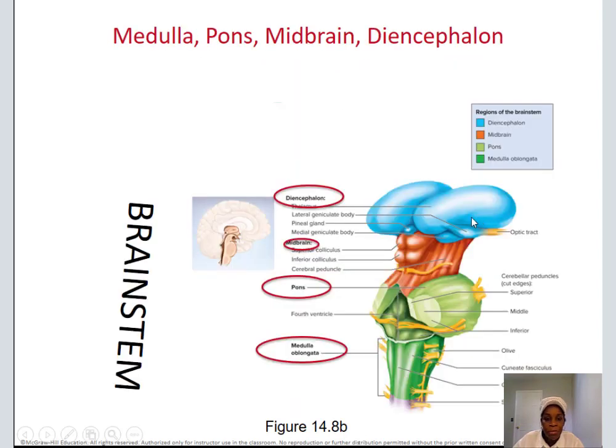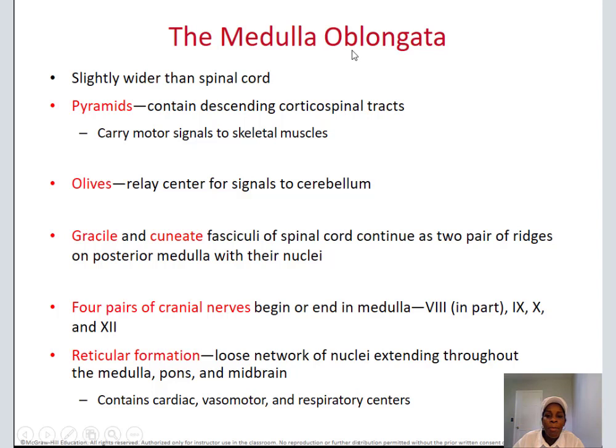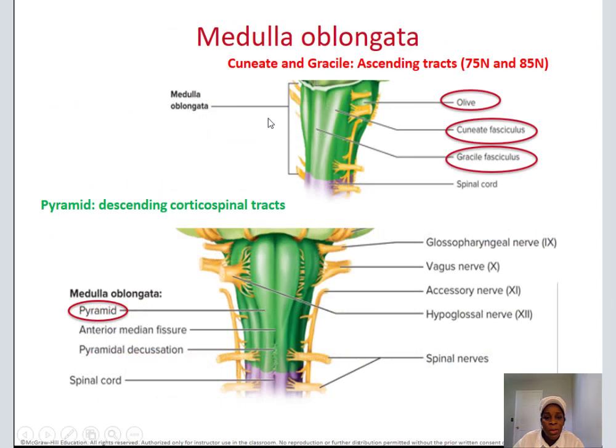out of the brain. Again, the medulla, pons, midbrain, and diencephalon are the four parts of the brainstem. Let's talk about the medulla oblongata. You'll see structures called pyramids, olive, and gracile and cuneate fasciculi, which we talk about when we talk about the spinal cord, remember? And then the cranial nerves. You see the picture? We have the medulla oblongata here, the whole thing. First, let's talk about the pyramids. Descending corticospinal tract. Remember the tract that comes down to tell your muscles what to do? It comes through the pyramid. Then we talk about the cuneate and gracile ascending tracts.